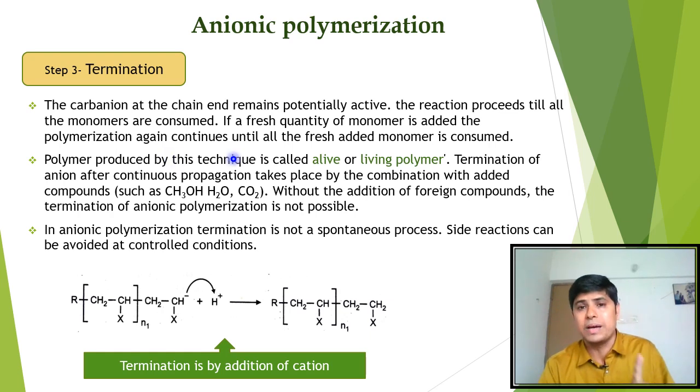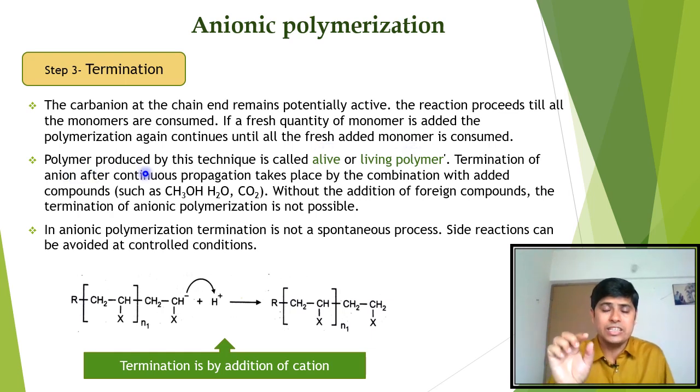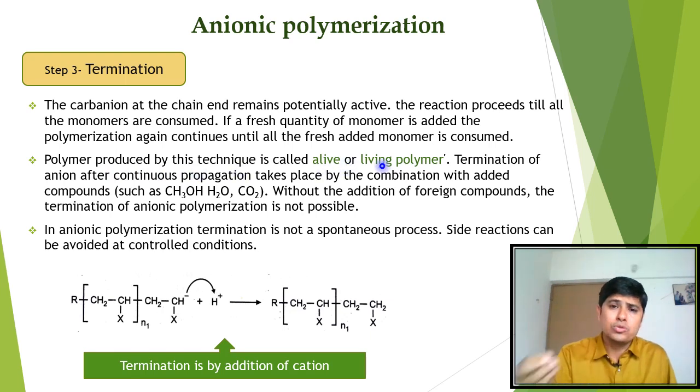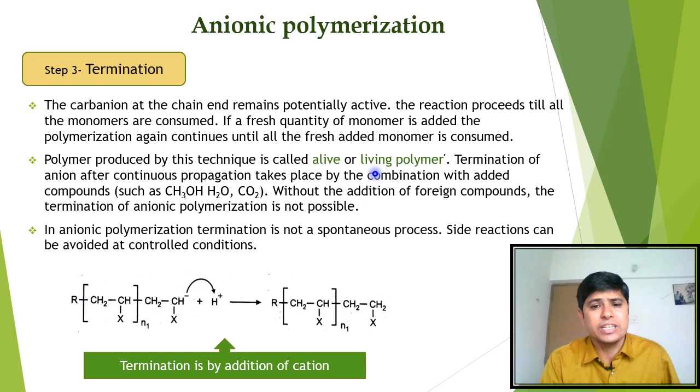Why is the polymer produced by this technique called alive or living polymer? Because the carbanion at the chain end is active, and as soon as we add monomer to that active polymer unit, it will again start chain propagation and the chain length will again start to extend. Hence the polymer produced by this technique is called alive or living polymer.